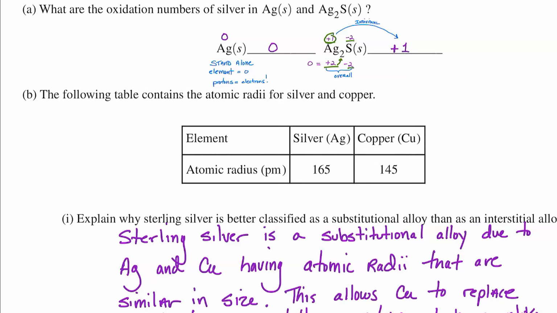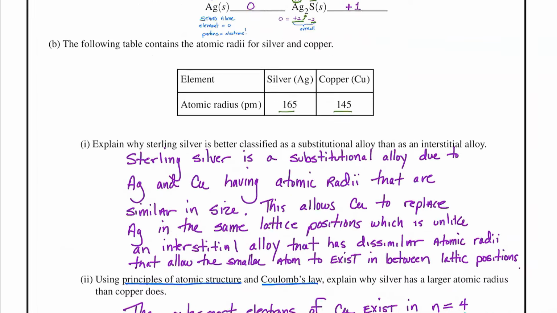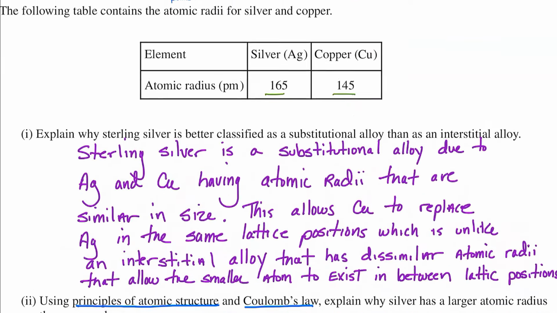A little bit of copper is mixed with the silver. They're giving the atomic radius, and they're asking why this is a substitutional and not an interstitial. My answer talks about the idea that the atomic radii are very similar. If we've got a crystal lattice formation, we could have a body-centered or a face-centered formation, and a copper atom would be able to fit in this position here because it's about the same size.